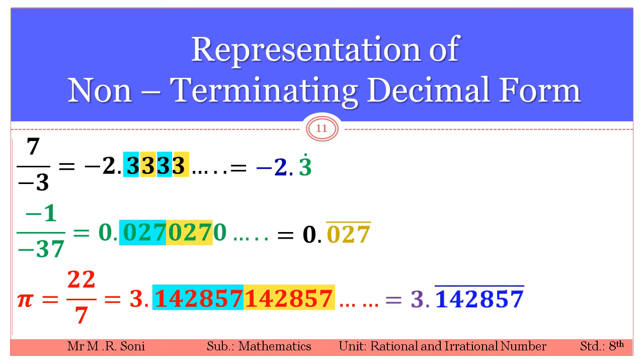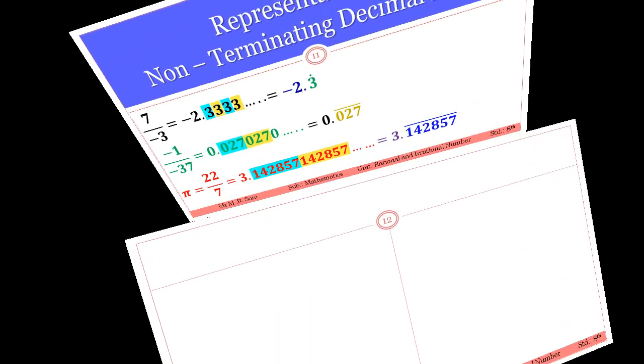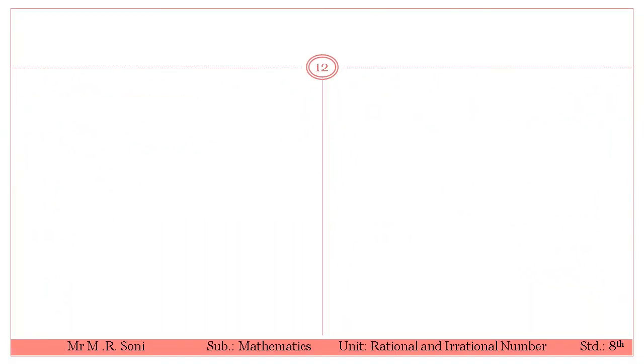I hope you have understood how to draw repeating digits and represent non-terminating decimal form. Let's solve an example on it. Let us solve an example from problem set 1.3.